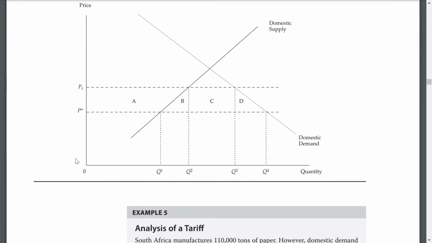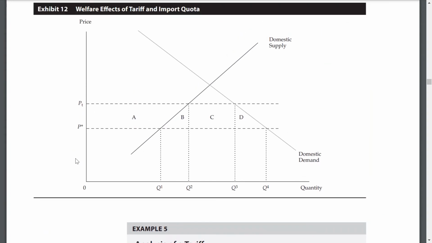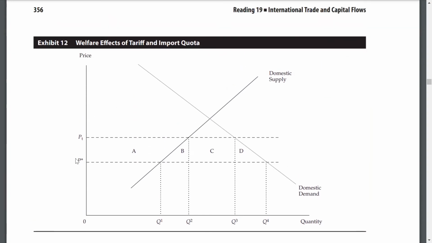So here is the trade diagram illustrating the welfare effects and the stakeholders of the tariff on an import price-quantity exchange diagram.